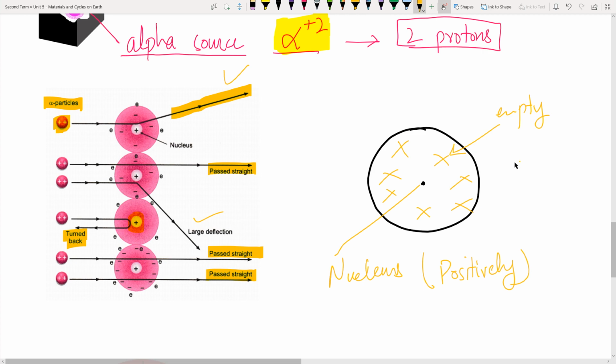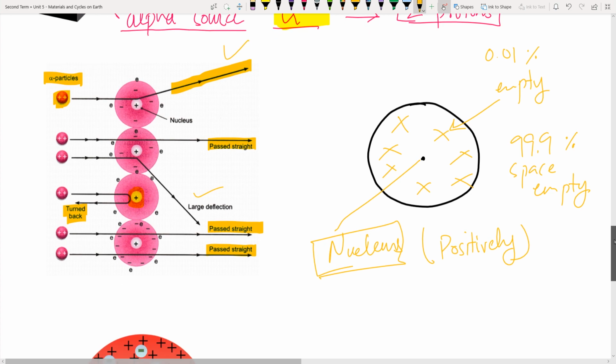So we can say that 99.9% of the space in the atom is empty. That's what he concluded later on, right? And that tiny 0.01% is the nucleus, which holds all of the mass of the atom, right? Because electrons are very small particles, they have literally no weight.